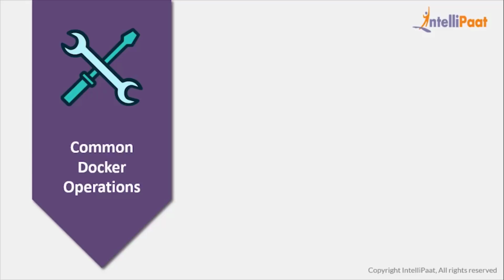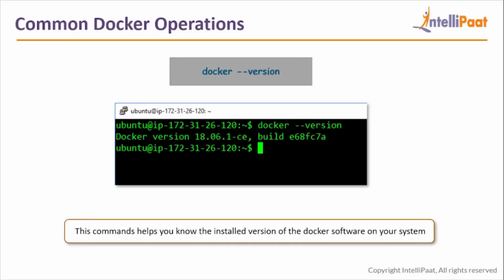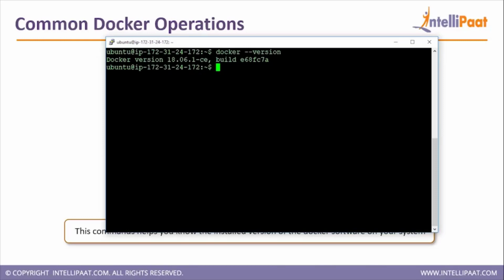So with this knowledge now and with Docker installed on our systems, let's go ahead and perform some common Docker operations that you would be doing when you are working on Docker in your day-to-day life. All right. So this is the first command that we can try out when we are working on Docker. Whenever you want to find out what version of Docker you're working on, you can simply pass this command, docker version, and then you can basically get the version.